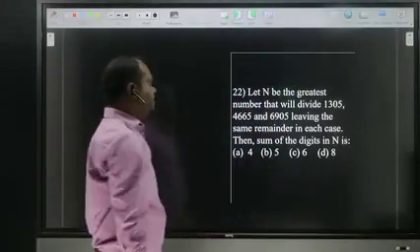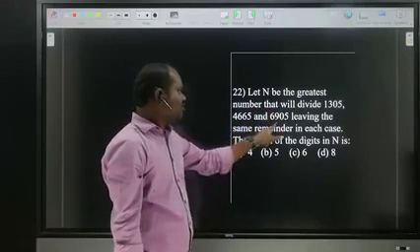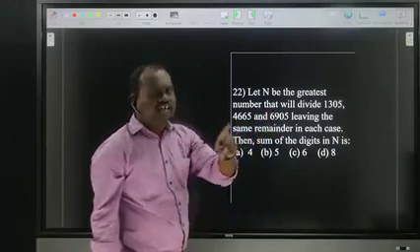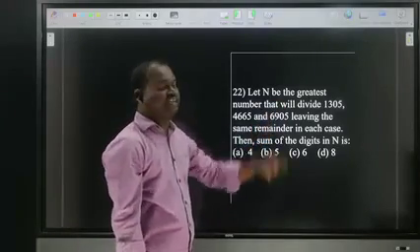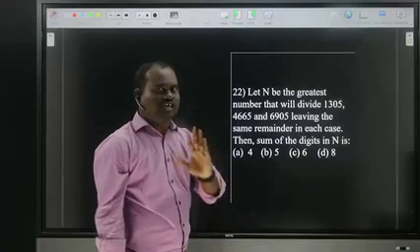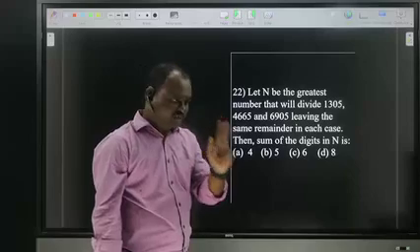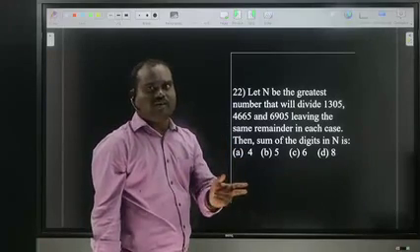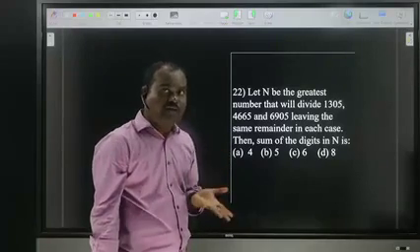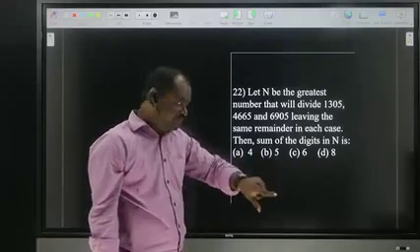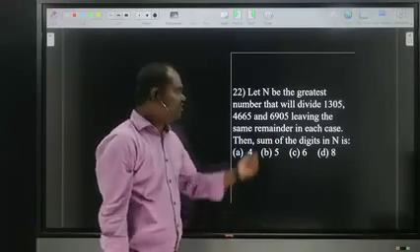Now this model: let n be the greatest number that will divide 1305, 4665, 6905, leaving the same remainder in each case. The sum of the digits of n is? Like the earlier model, leaving the same remainder but not specified. First find the number: take the differences of 1 and 2, 2 and 3, 1 and 3, then the HCF of those differences is our number. But he is not asking for the number; he asks for the sum of its digits. So first find the number, then add the digits. Try that once.